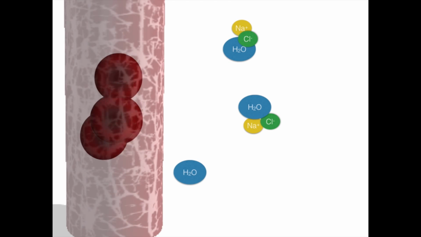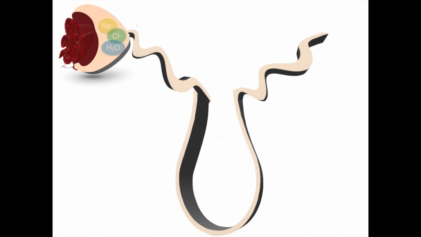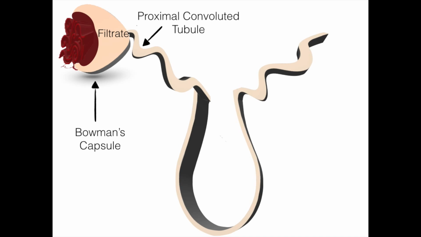in the capillary. When small molecules leave the blood through the fenestrations, they enter the Bowman's capsule and collectively form a substance called filtrate. It is the job of the Bowman's capsule to collect this filtrate and send it on to the next part of the nephron, which is the proximal convoluted tubule.